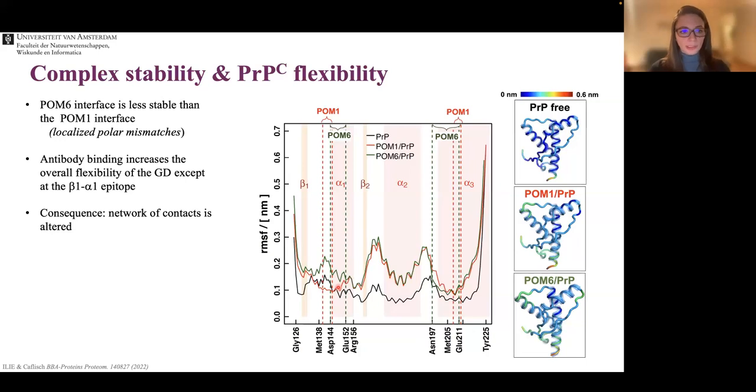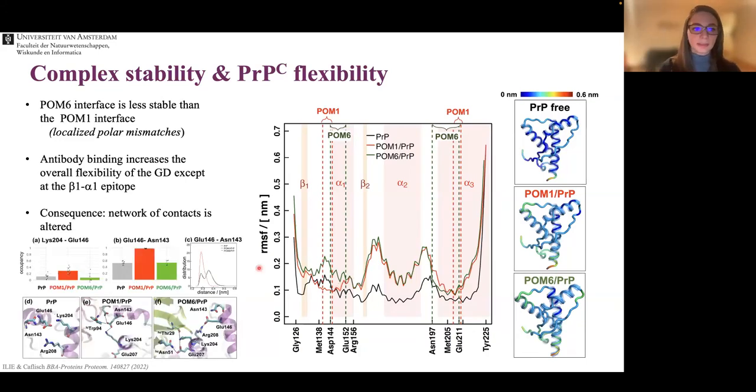Looking further into the details, we actually found that the network of contacts is also altered. As an example, I show you here this triad of three residues: the lysine, the glutamic acid, and the asparagine. And what we find is that in presence of the neurotoxic antibody, certain groups of contacts are really more populated as compared to where the neuroprotective antibody is attached or when the prion protein alone is sampled.